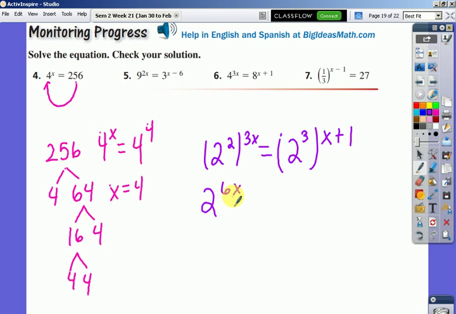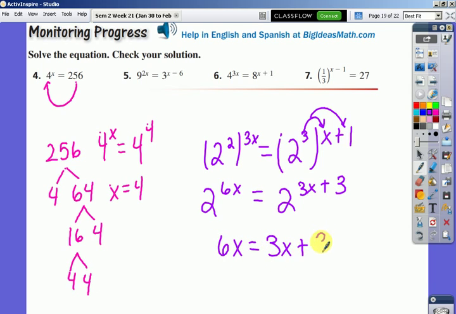And now see how I have a plus here? I distribute that 3 to the x and to the 1. So I have 2 to the 3x plus 3. Now I can set those exponents equal to each other. 6x equals 3x plus 3. Subtract 3x from either side. You get 3x equals 3. X equals 1. Questions on that one? Good?